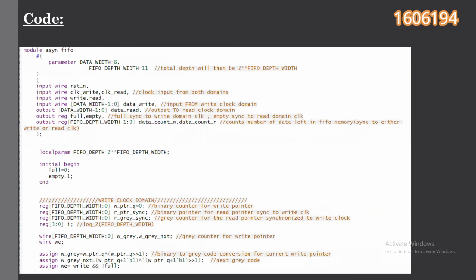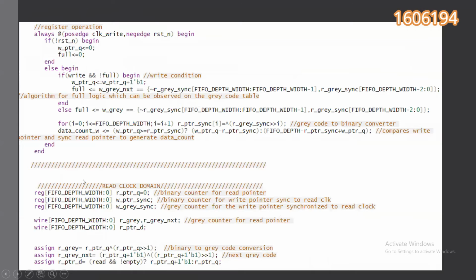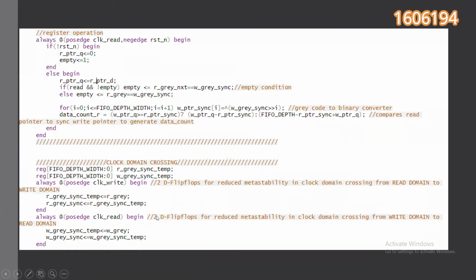Here is our code. Here we can see that this is the write clock domain and this is the read clock domain. And this is the clock domain crossing where we use a two D flip-flop synchronizer.